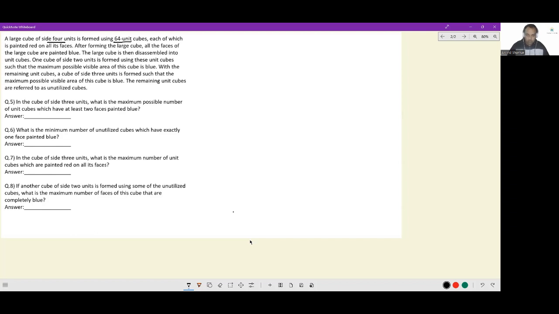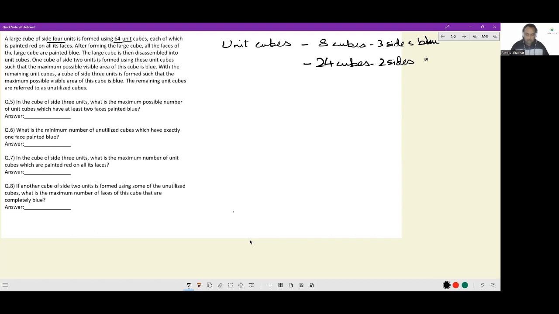And now, for these unit cubes, you will have 8 smaller cubes, all the ones at the corner. 8 cubes will have 3 sides blue. Also, the cubes on the edges will have exactly 2 sides painted blue. On one edge, you will find 2 such cubes, and there are 12 such edges. So 24 cubes will have 2 sides blue.